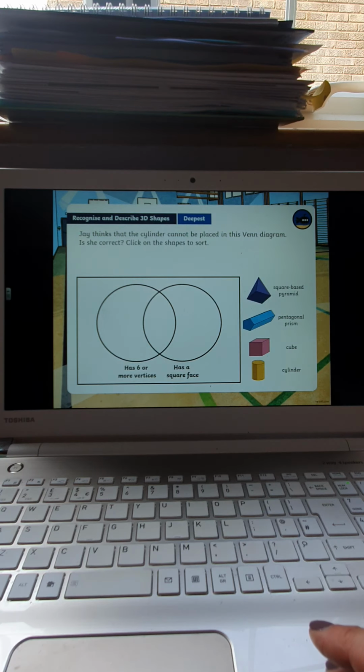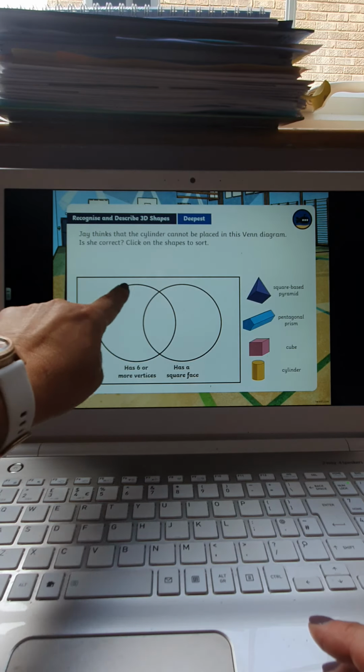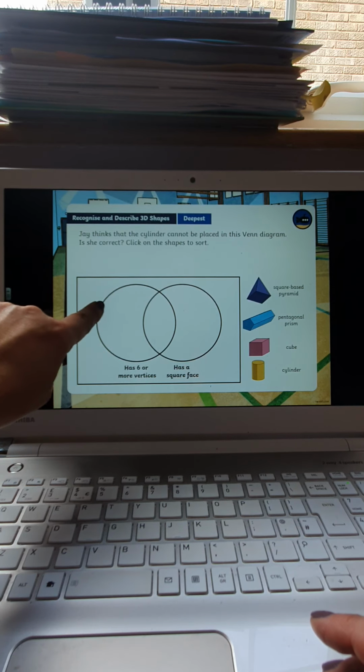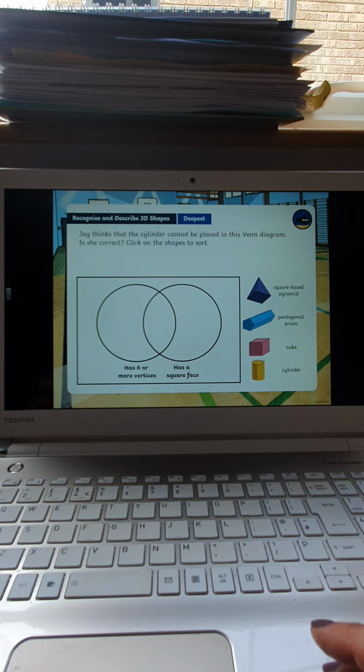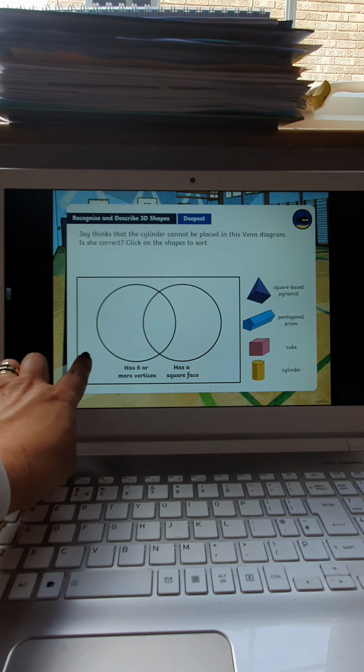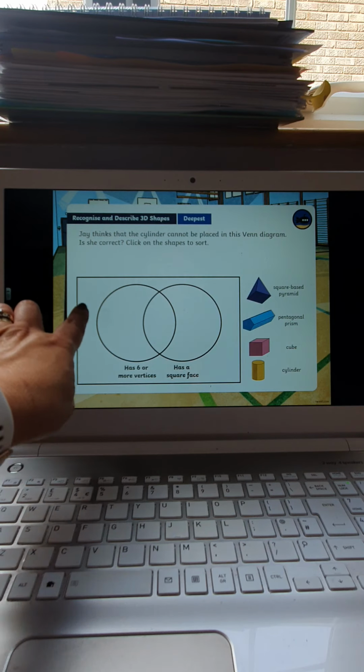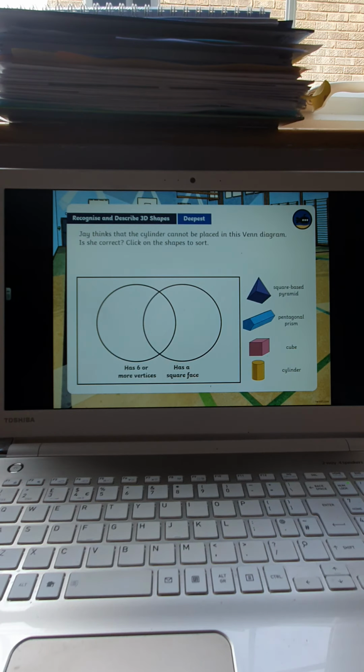Here's a Venn diagram to sort 3D shapes. In this area, we need shapes that have got 6 or more vertices. In this area, we need shapes with a square face. In the middle, it's shapes that have got 6 or more vertices and a square face. And if any shape doesn't have 6 or more vertices or doesn't have a square face, then that would go around the outside, but still on the Venn diagram.